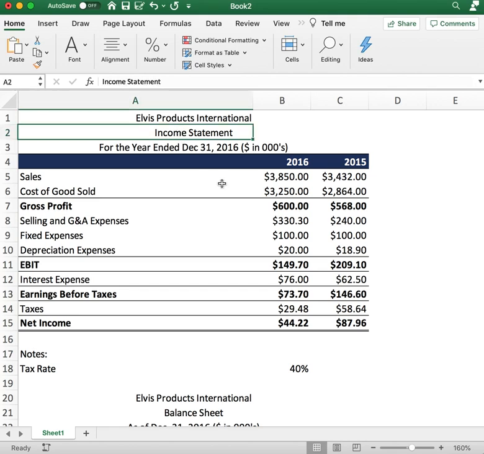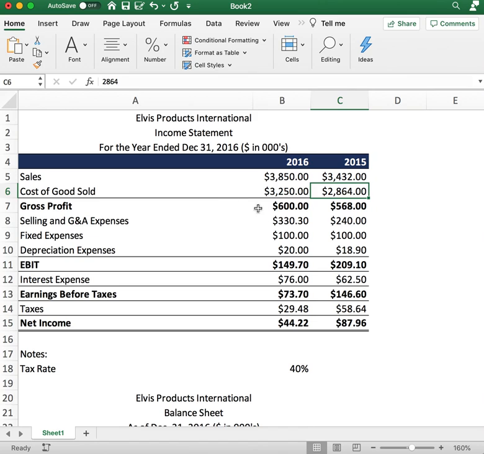And the income statement is basically a snapshot of the company's performance in terms of sales, expenses, and profits. Okay, so let's start off with the top line. The first one is the sales number. So we have $3,850 for 2016 and $3,400 for 2015. The cost of goods sold is $3,200 and $2,800 for 2015. Our gross profit is going to be $600 in 2016 and $568 in 2015.